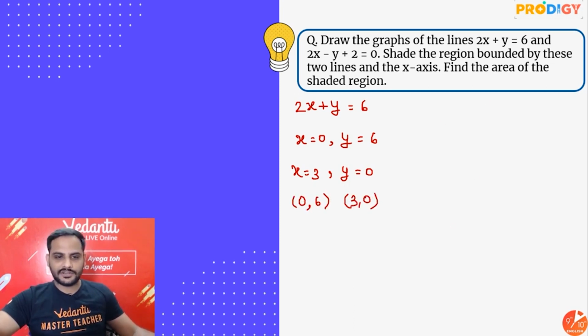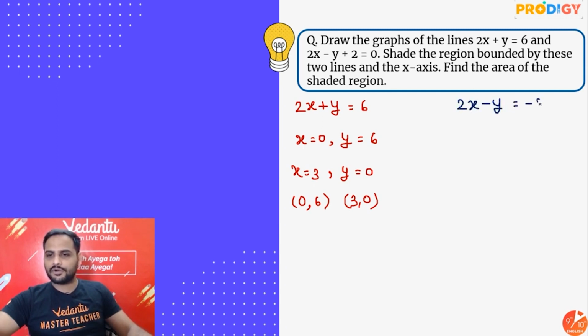For the second equation, I can say again two solutions I need to find out. The second equation 2x minus y is equal to minus 2. So if I put x equal to 0, minus y is equal to minus 2, you are getting y is equal to 2. And if I put y equal to 0, you will get x equal to minus 1. है ना? If I put y as equal to 0, what will be the value of x? 2x minus 0 is equal to minus 2. 2x is equal to minus 2, so x is equal to minus 1 when y is equal to 0. So two solutions I have got are 0, 2 and minus 1, 0.